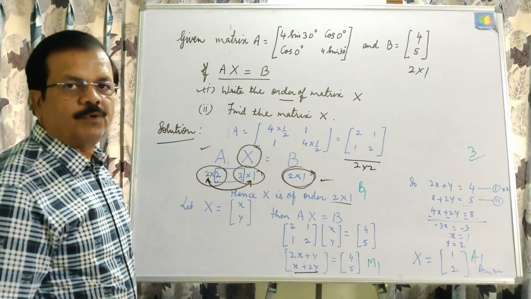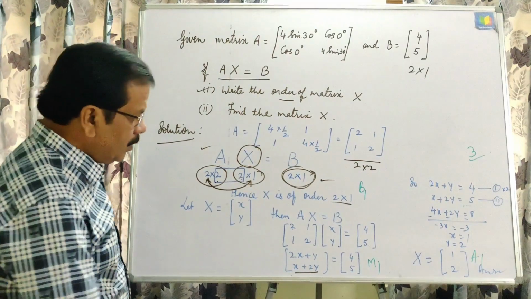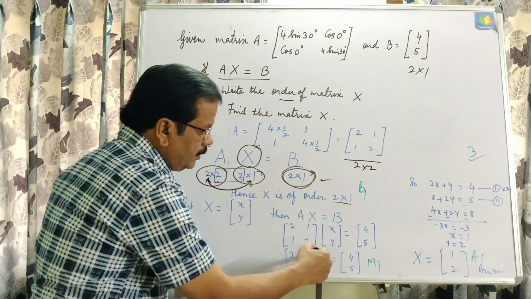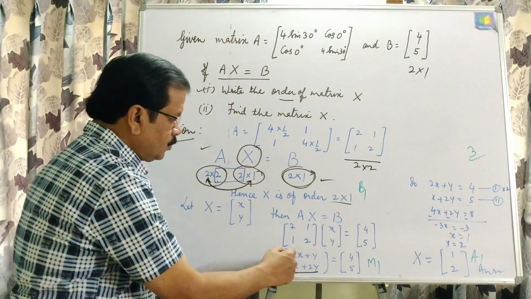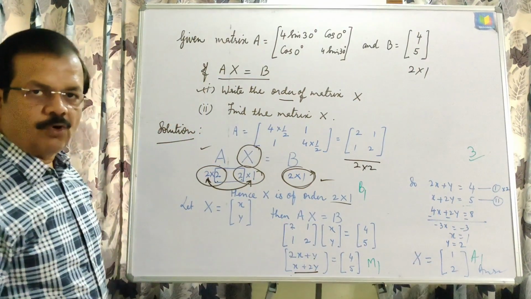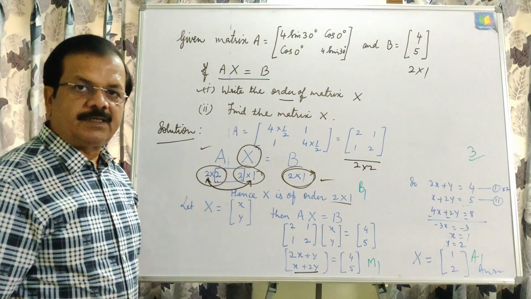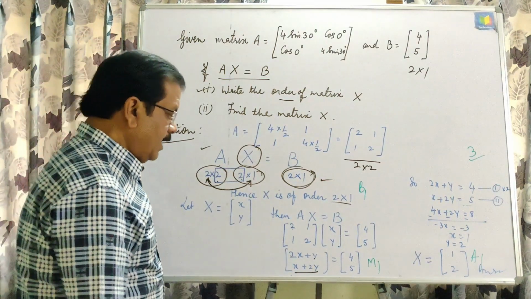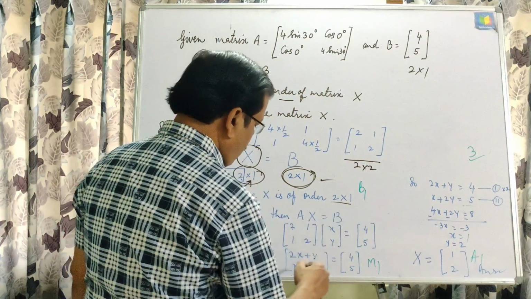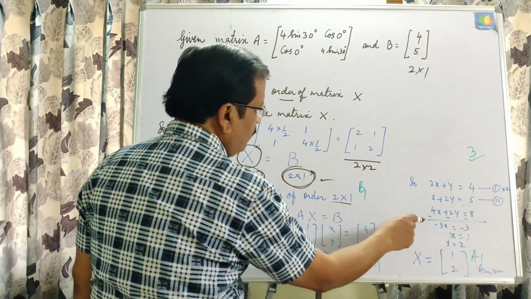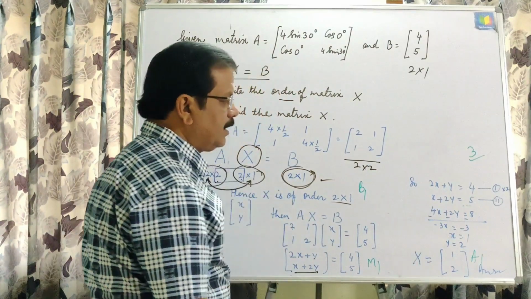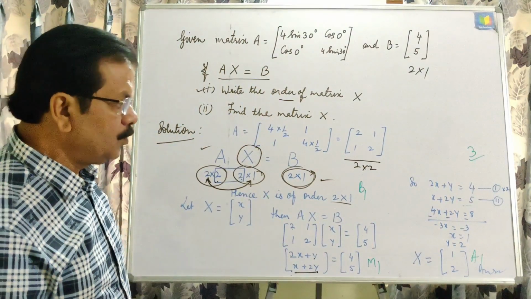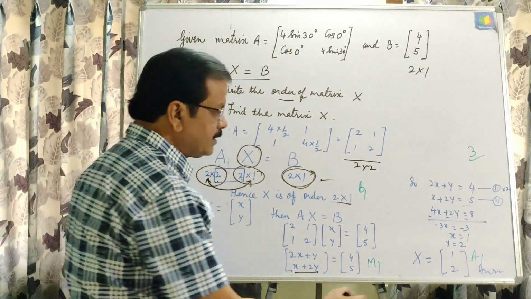And then comparing both sides, because this is of order 2 cross 1 and this is of order 2 cross 1, 2x plus y will be taken as a single element. Then 2x plus y is equal to 4 and x plus 2y is equal to 5. After solving these two simultaneous linear equations, we are getting x is equal to 1 and y is equal to 2. Then represent this in this form.